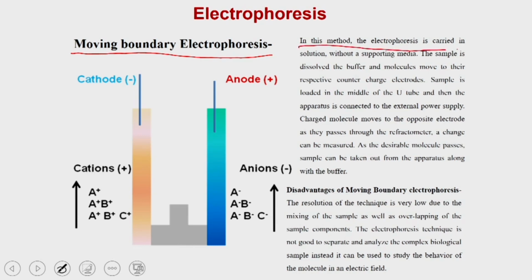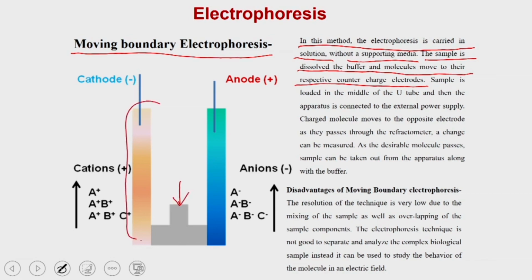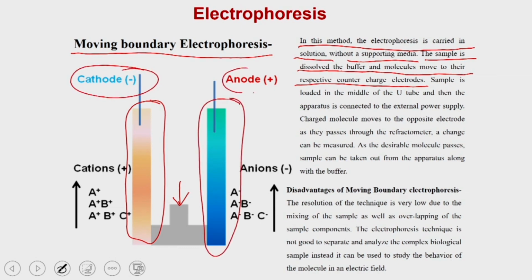In this method, the electrophoresis is carried out in solution without a supporting media. The sample is dissolved in the buffer and molecules move to their respective counter-charged electrodes. So, you have two rods, one is the cathode electrode, the other one is the anode electrode, joined together by a central tube, and in the middle of this central tube you have the place from where you can apply the sample.